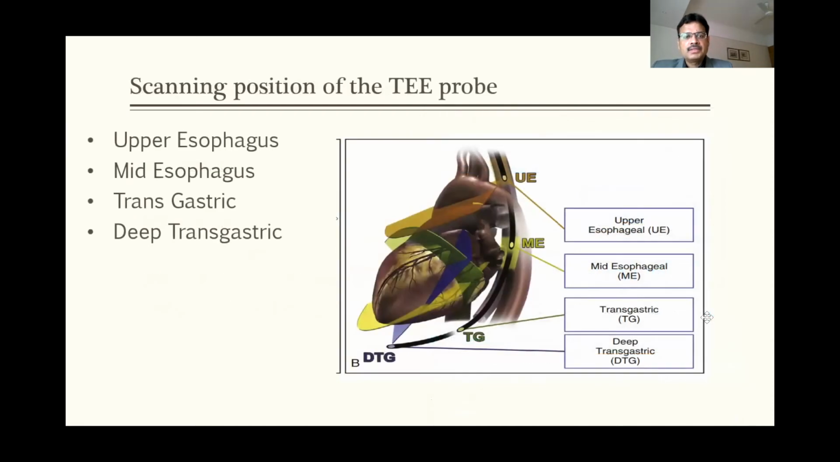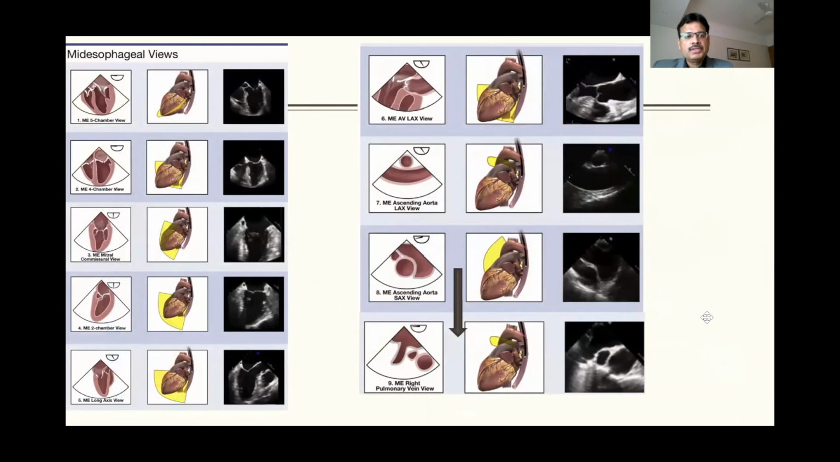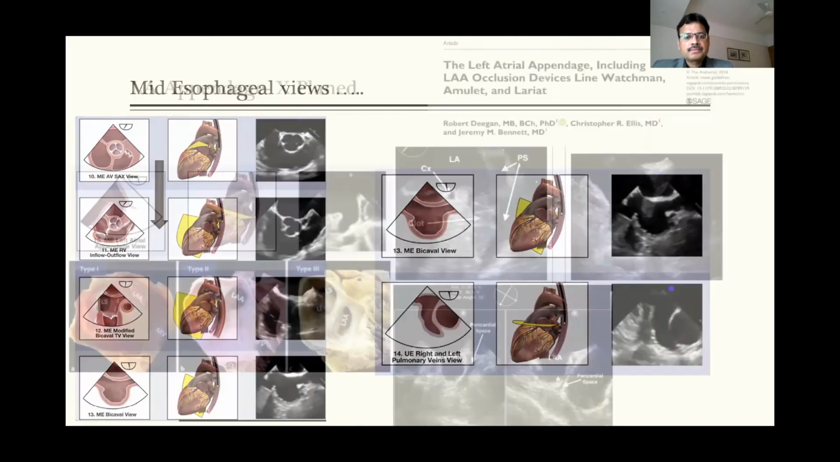As far as scanning positions are concerned, there is upper esophagus, mid esophagus, transgastric, and deep transgastric. The upper esophageal views are the upper esophageal pulmonary vein view, the aortic arch long and short axis views. Going on to the mid esophageal views of the 4-chamber, 3-chamber, 2-chamber, interspersed with the commissural view and the long axis view. Going on to the aortic valve long axis views, the ascending aorta short and long axis, and the pulmonary vein view, which I'll come to a little later. And then the aortic valve short axis and RV inflow outflow, the two bicaval views.